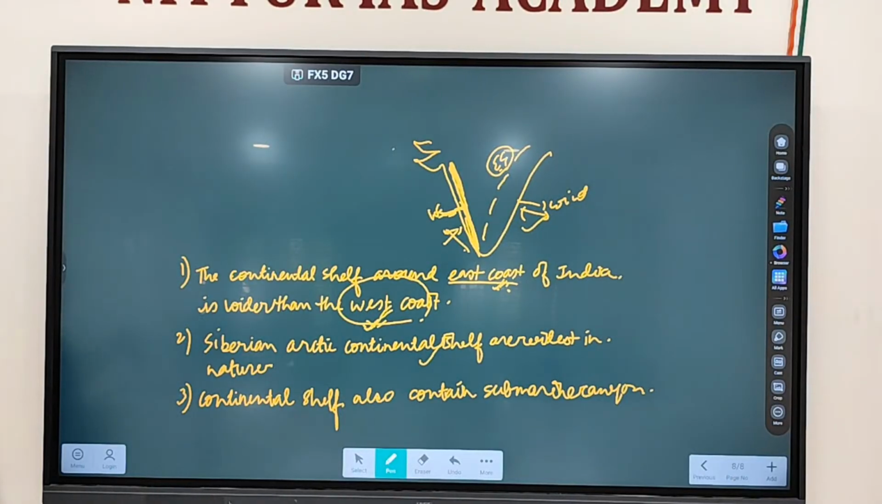Siberian Arctic continental shelves are widest in nature, around 1500 kilometers, as we discussed. Where are they found? They are generally found in the Siberian continental shelf region. So you are finding that.